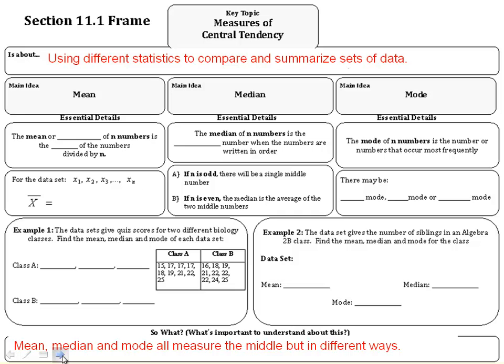Okay, so look at your 11.1 frame. It says measures of central tendency is about using different statistics to compare and summarize sets of data. So measures of central tendency, central means middle, really, tendency. So we're kind of looking at what happens around the middle of a data set.